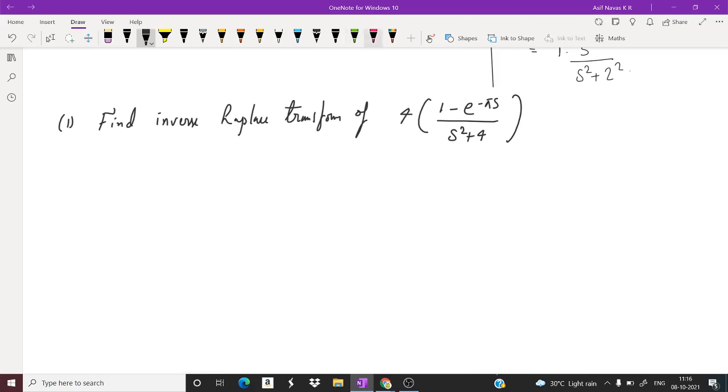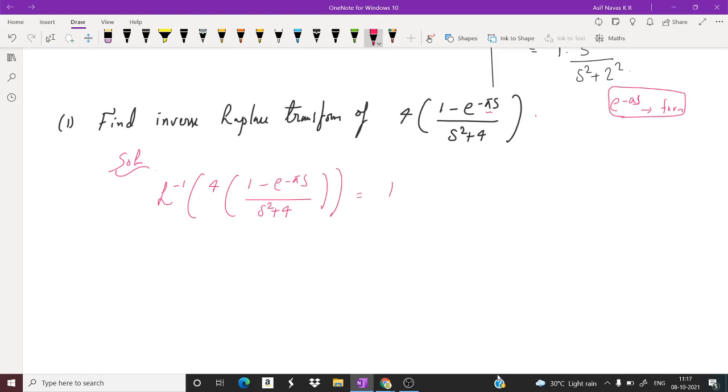Here there is e raised to minus pi s, that means e raised to minus a s. So here it involves the unit step function, so we will find the answer. We have to find L inverse of 4 into 1 minus e raised to minus pi s divided by s square plus 4.